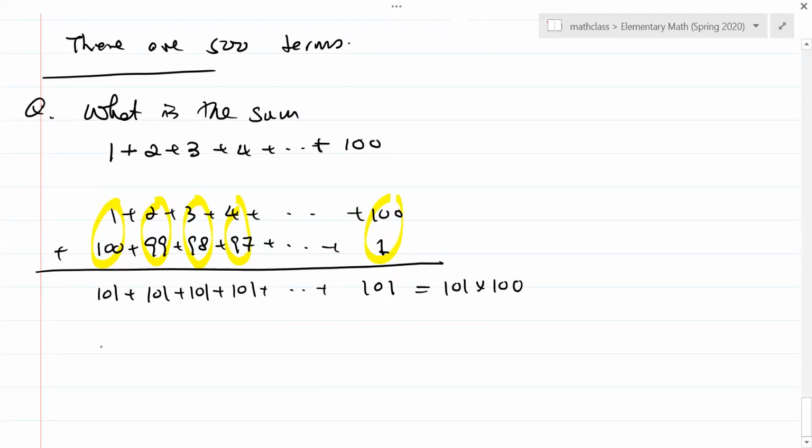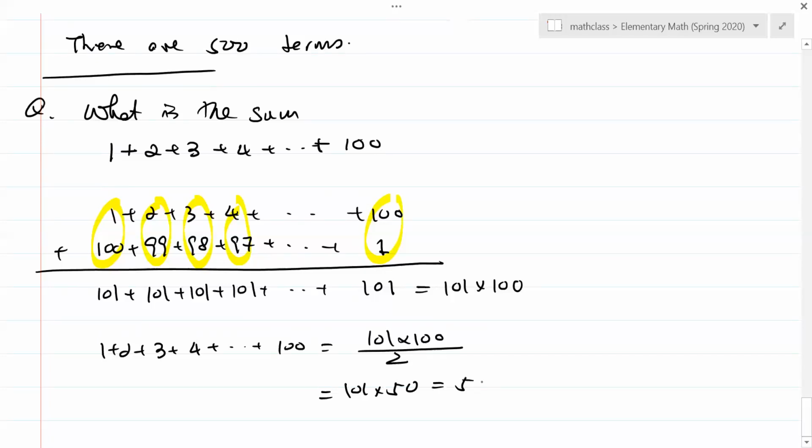So the sum of the original sequence is going to be half of that, right? Now, when you double it, you can make it easier to do the computation. So then you do the multiplication, 101 times 100 divided by 2, which is 50, and after you finish the product, you get 5,050. Okay, that's how they do that.